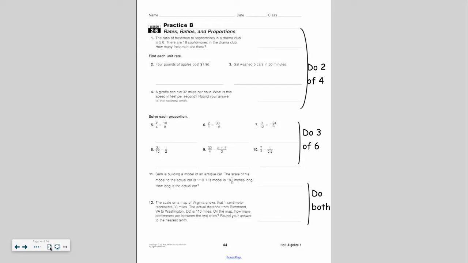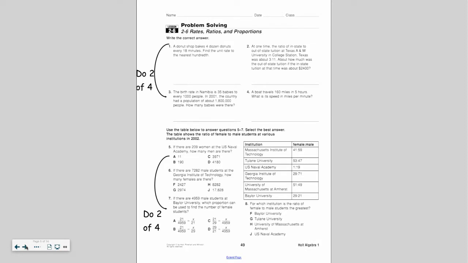So for these problems, again, these are the listed problems that you do. What I want you to do is 2 of the top 4, 3 of those middle 6 problems, and do both of those 11 and 12. And then for these problem solving ones, same thing, do 2 of those top 4 and 2 of those bottom 4.